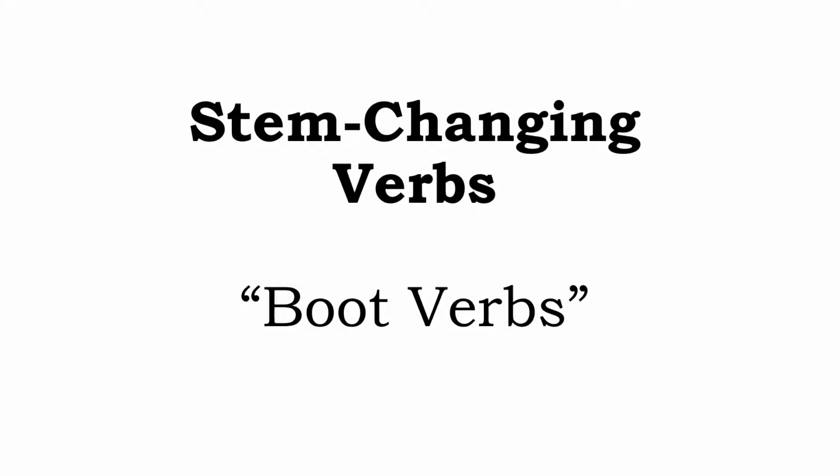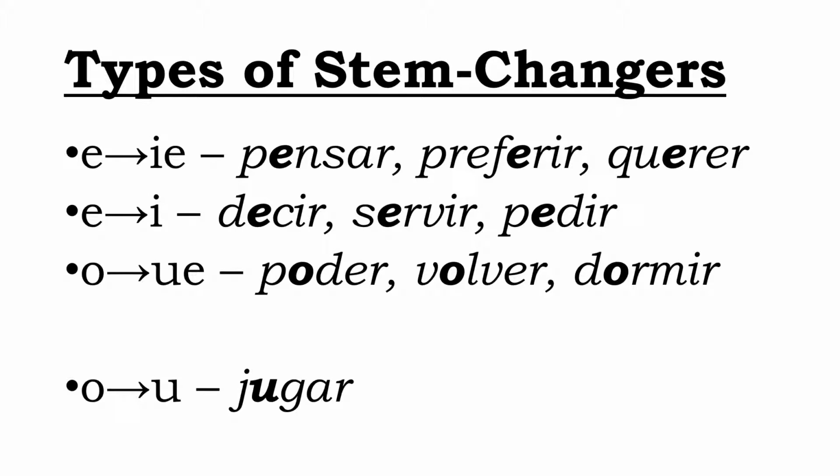Today we're looking at stem changing or boot verbs. First, the types of stem changers, or the types of boot verbs that we have, are E to IE, E to I, O to UE, and O to U. The only O to U verb is jugar. So we use it a lot, but it is the only one that changes in that way.